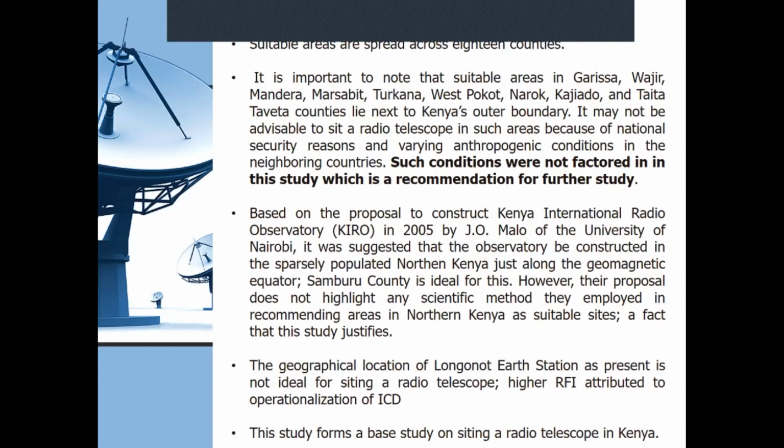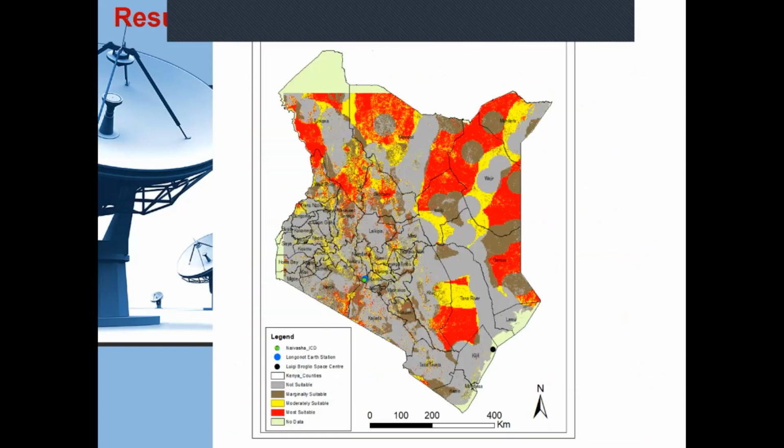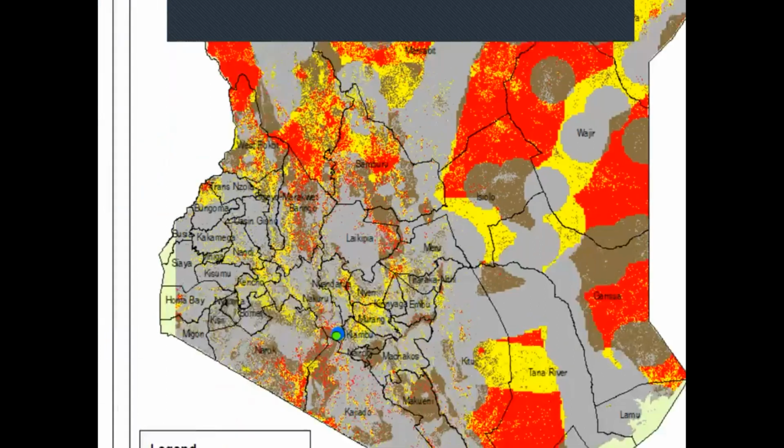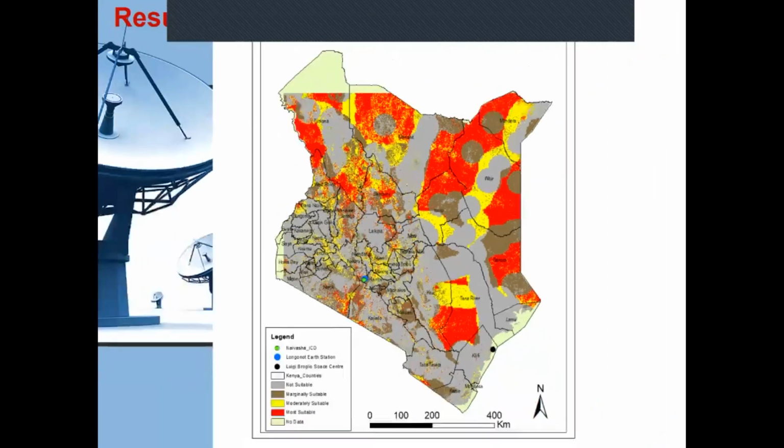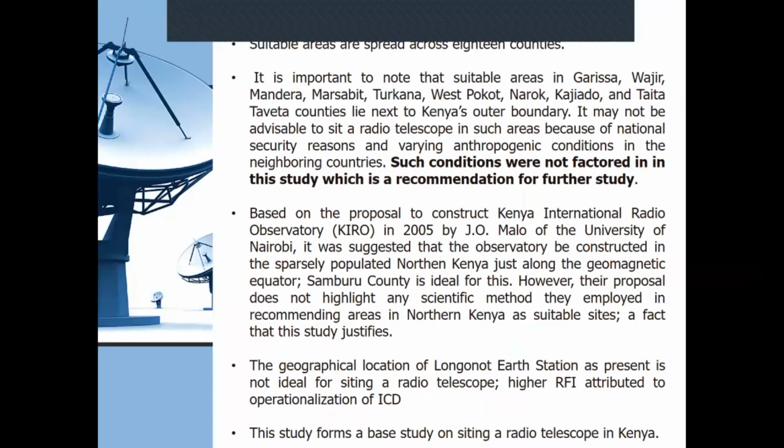However, they never stated the methodology they employed to propose that part of the country to be suitable for that. But through this study, we are able to see that, yes, if I zoom in, Samburu County satisfies that condition. There are some sections in Samburu County that satisfy that condition. And now this one is by use of geospatial methods to find that place.